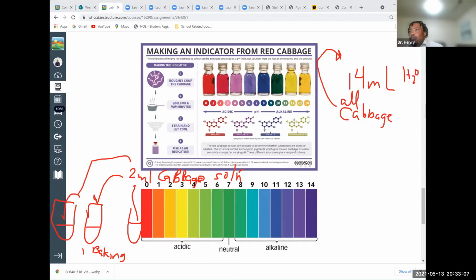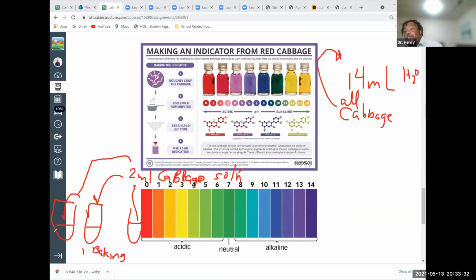Yes. So you add the cabbage juice to each one, and then you compare that to the scale up here. So you compare for each one, right? For each one, yes. Okay, so this one. Are we adding 2 milliliters of cabbage to the whole bottle of the solution? You're adding 2 mils. The best thing to do is get 5 mils of everything so it's consistent.